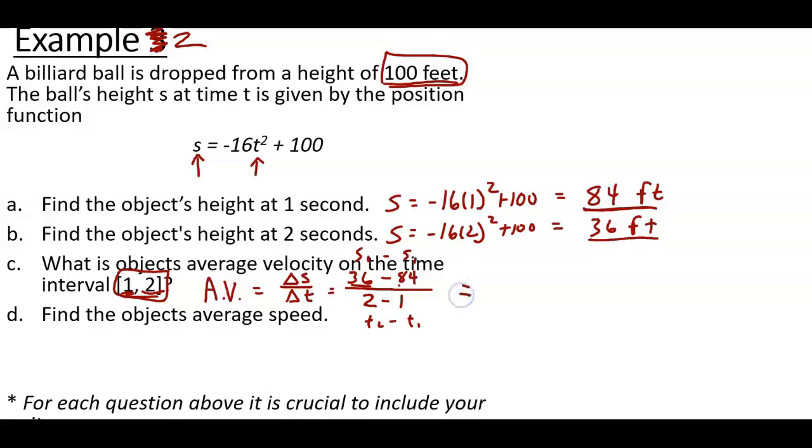So let's go ahead and calculate this out. What is 36 take away 84? It's going to be negative 48 over 1. So it's negative 48. Now we want to include our units. The top, those are positions. Those are feet values. The bottom, those are time values, which we've seen in the problem are seconds. So what this means is that the object's velocity is negative 48 feet per second.